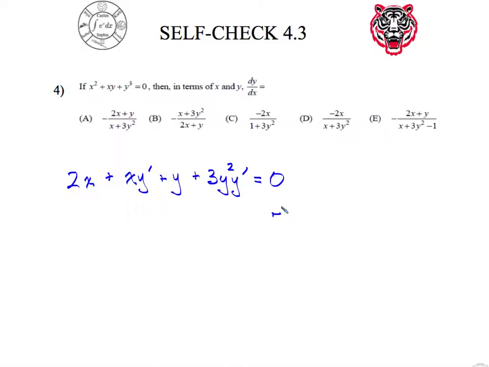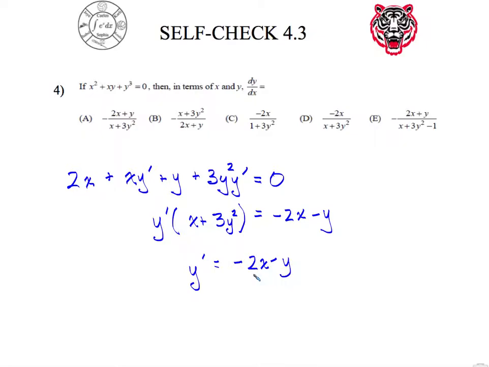So I have minus 2x and minus y on that side, and on this side, do you want to factor out at the same time to just save some work? Yeah. Sure. All right, so I'm factoring out a y prime, and what's left on the inside? x plus 3y squared. All right, and therefore, y prime is equal to negative 2x minus y, all of that divided by x plus 3y squared.